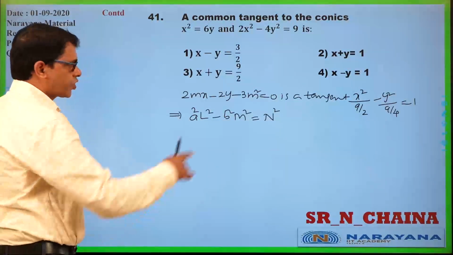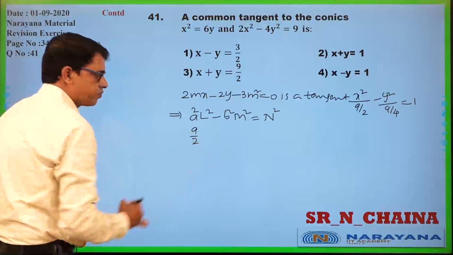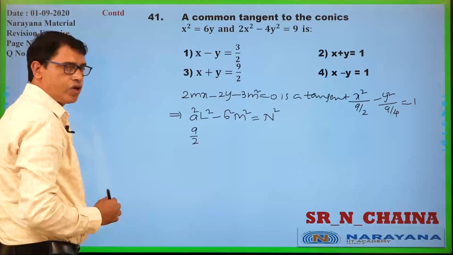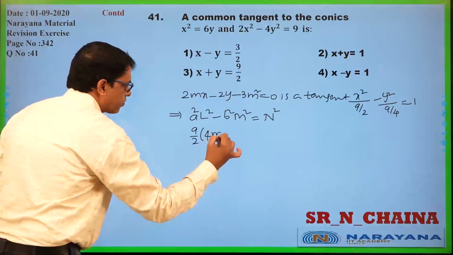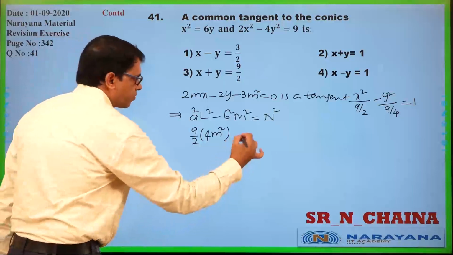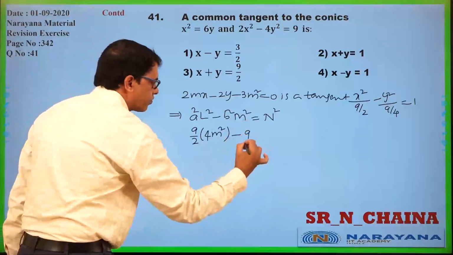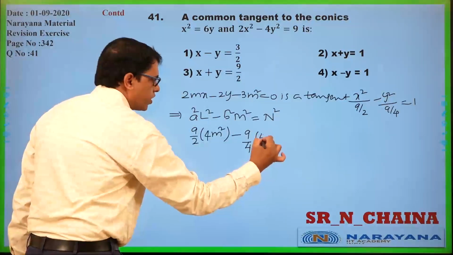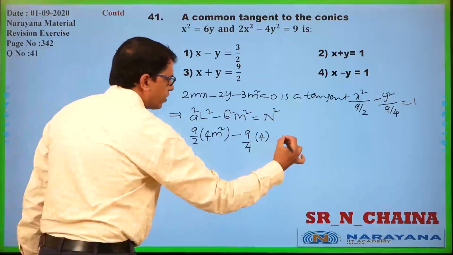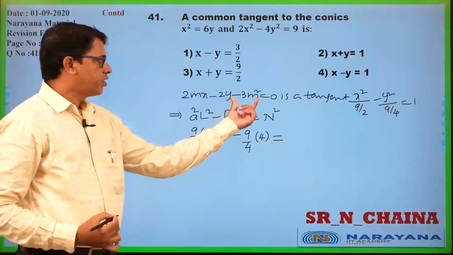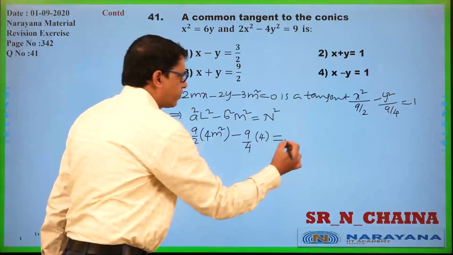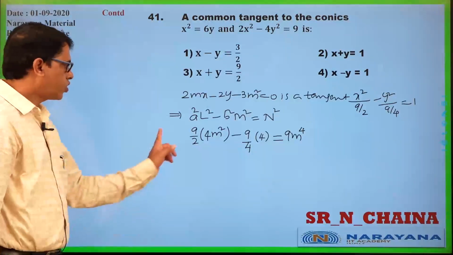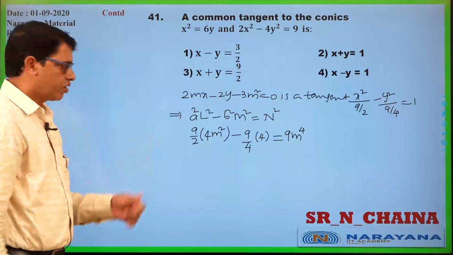This is the condition. A square value how much? 9 upon 2. L means what? The x coefficient, 2m. Square of 2m is 4m square, minus b square 9 upon 4, m square. M means what? The y coefficient. So 2 square is 4, equal to n square. N means the constant, minus 3m whole square. This will be 9m to the power 4. Now throughout we have 9 common. 9 cancels out.